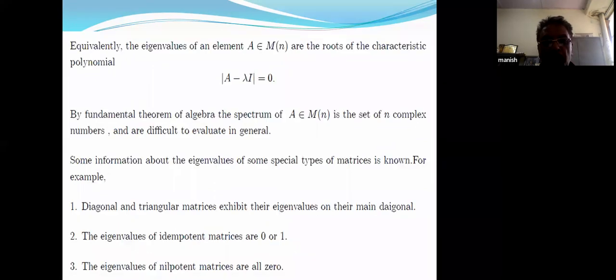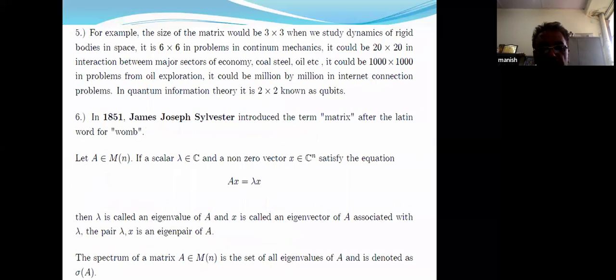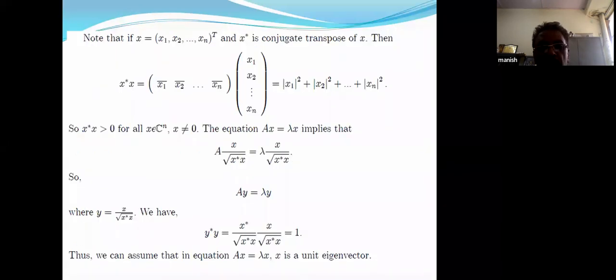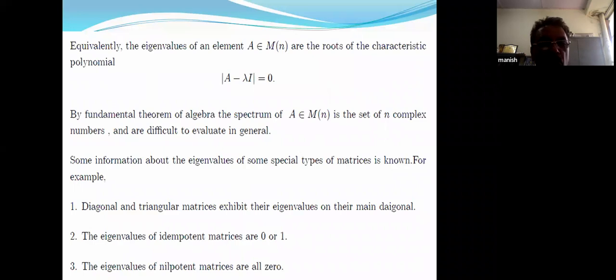Now, equivalently, for eigenvalues, this equation Ax equals lambda x has a non-trivial solution if the determinant of the coefficient matrix is 0. And this determinant of (A minus lambda I) equal to 0 gives a polynomial, an nth degree polynomial when A is a matrix of order n. And by the fundamental theorem of algebra, it has n eigenvalues. So if we have a matrix of order n, we have corresponding n eigenvalues.